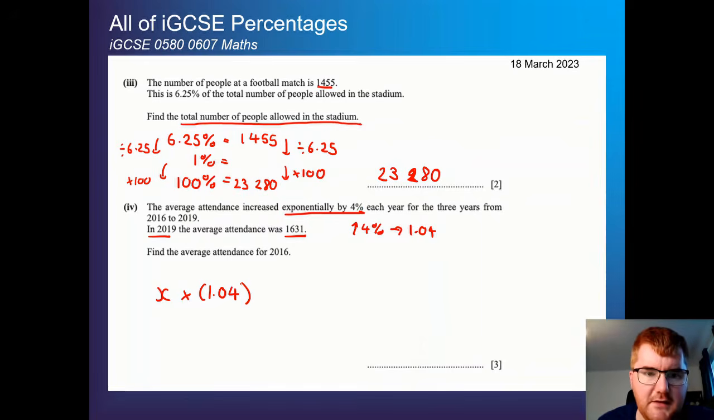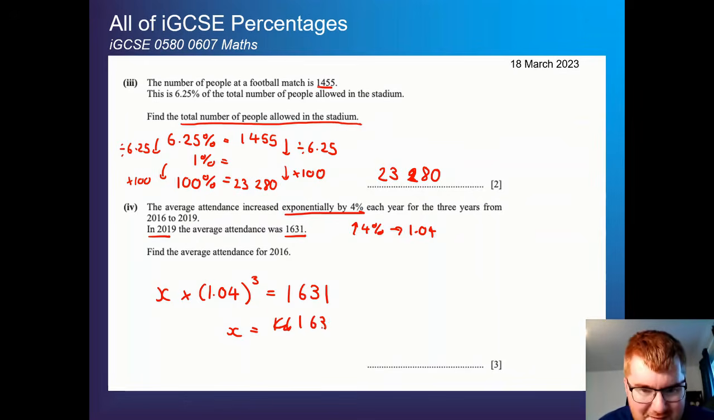And that increased over how many years? So 17, 18, 19, so 3 years. And that then gives us 1,631. Therefore, X on its own, what's the opposite of multiplying by this? We're dividing by it. So we get 1,631 divided by 1.04 cubed.